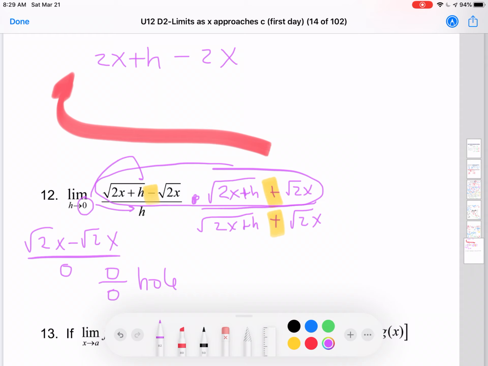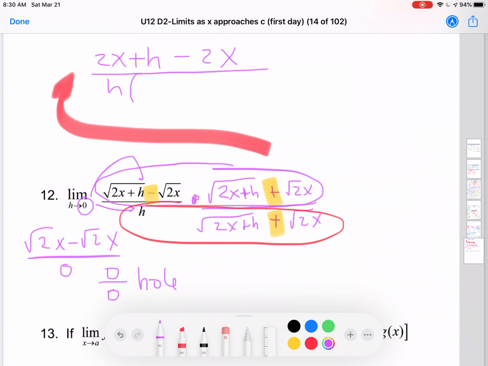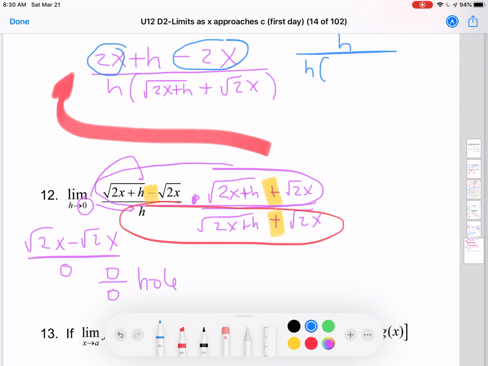So that's our top, and now what does our bottom look like? So our bottom is h times this. So h times rad 2x plus h plus rad 2x. Okay, so what's happening now? Well, on top, these guys are wiping out, right? So goodbye to you guys. So I'll just write the steps so nobody gets lost.